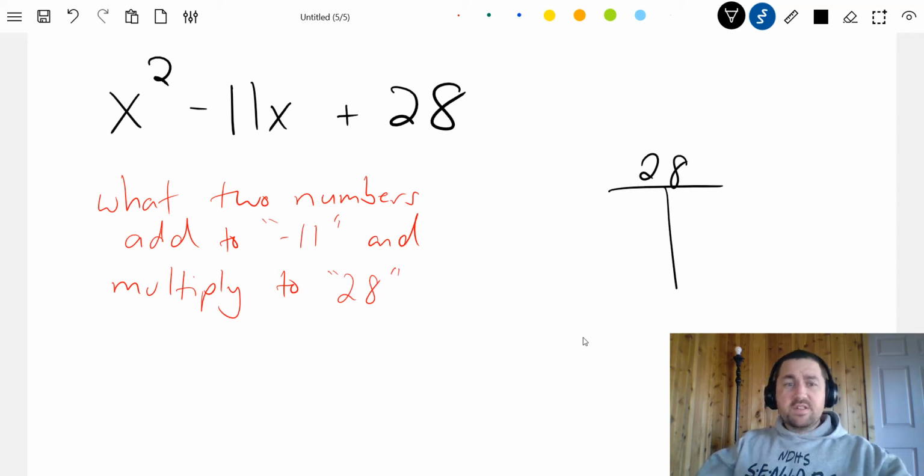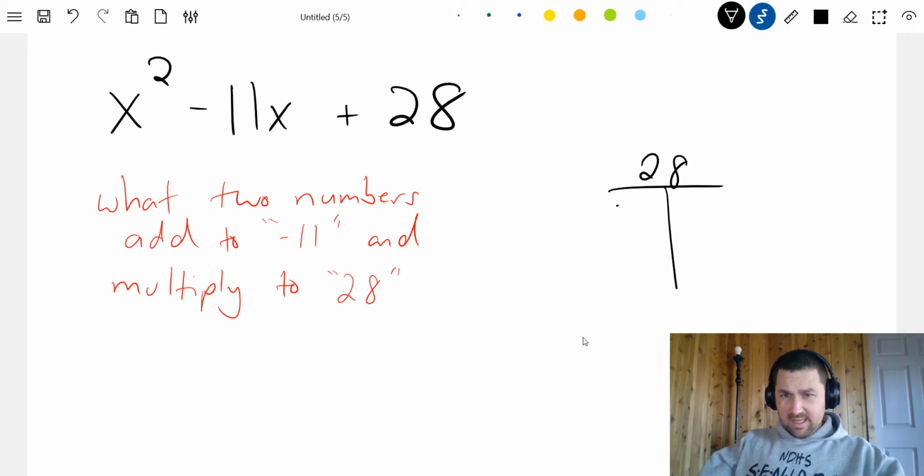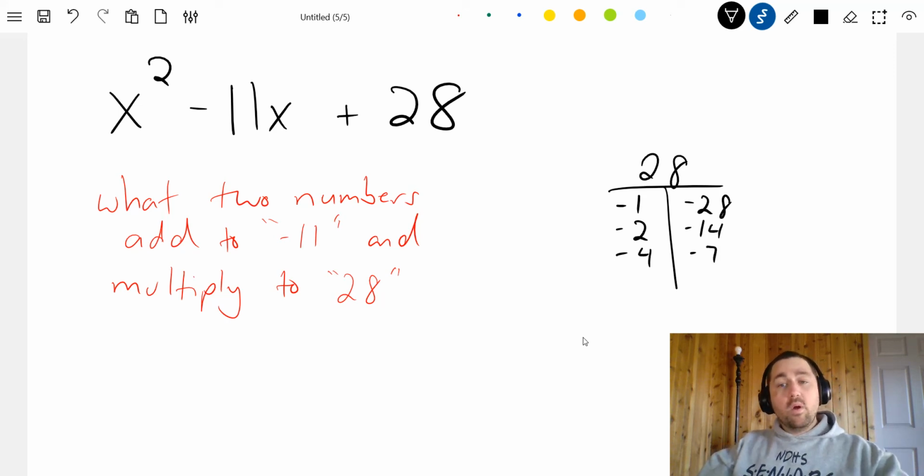Now I know I need to use negative factors because they have to add to negative 11 and they have to multiply to a positive number. So they have to both be negative. So I'm like negative 1, negative 28. That's too big. Negative 2, negative 14. Those don't add up to negative 11. Negative 4, negative 7. Oh, those do add up to negative 11, actually.